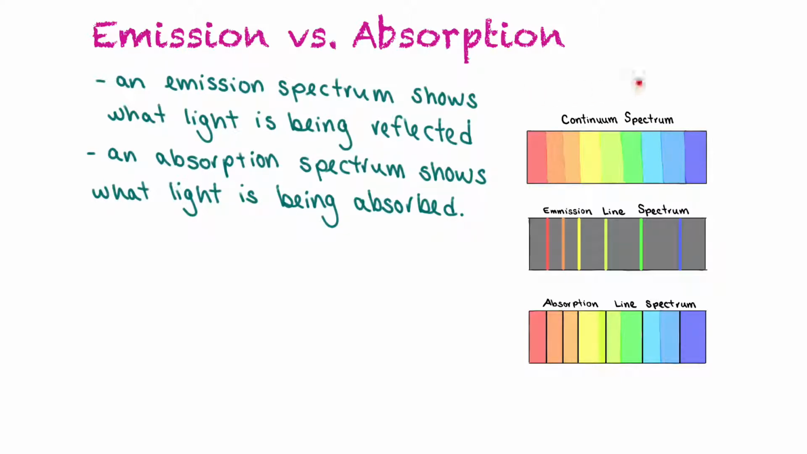If you look at this one, this is a continuous spectrum, so we can see all the colors of light. An emission line spectrum is the wavelengths of light that are being reflected. And then in an absorption line spectrum, you can see wherever the colored line was above, there's a black line. So it's showing all the light that's getting absorbed and omits the light that is being reflected.